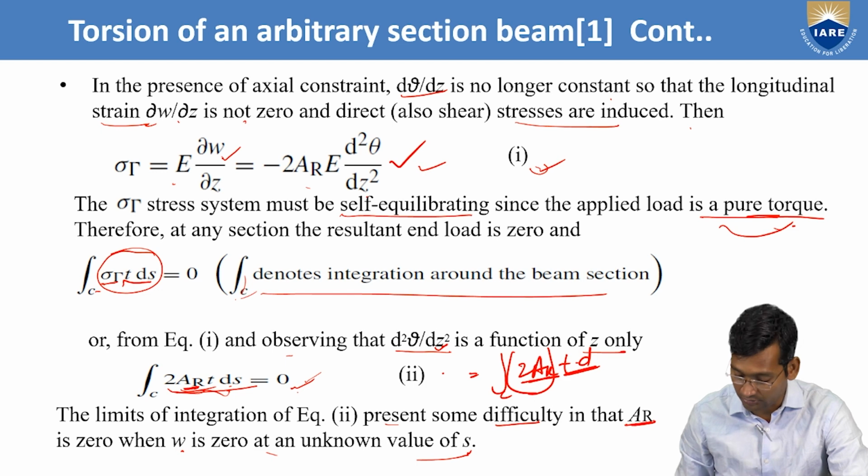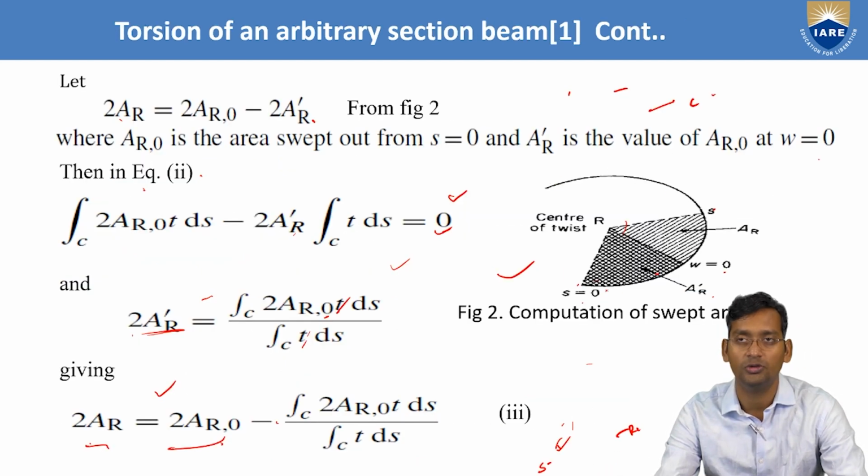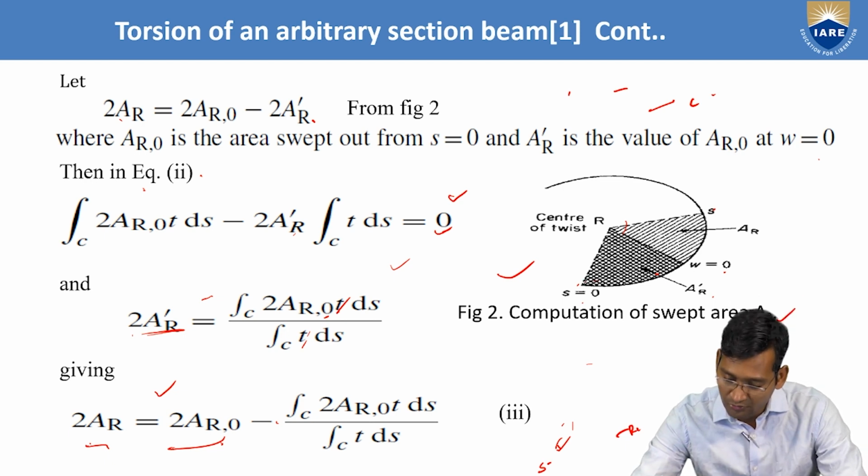So how to find AR? Let's see. For that, this is called the computation of the swept area AR in twisting. How to find it: from here, when s is 0, it reaches s, that total is what?